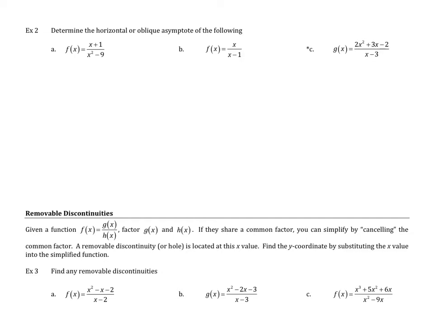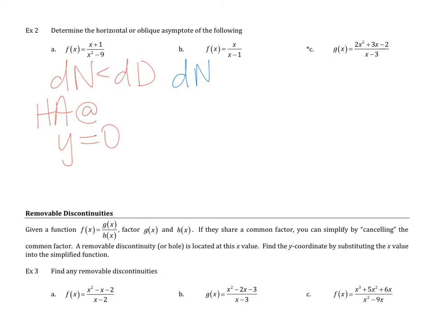So for example 2A, the degree of the numerator, which is 1, is less than the degree of the denominator. So when the degree of the numerator is less than the degree of the denominator, we're going to have a horizontal asymptote at y equals 0. For part B, the degree of the numerator, which is 1, is equal to the degree of the denominator, which is also 1. So we're going to have a horizontal asymptote at leading coefficient divided by leading coefficient. So that's just a 1 divided by a 1. So a horizontal asymptote at y equals 1.